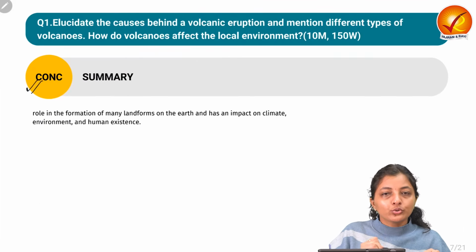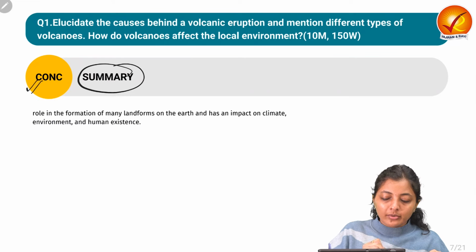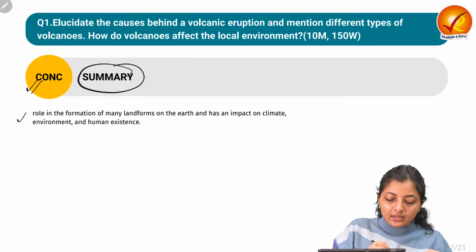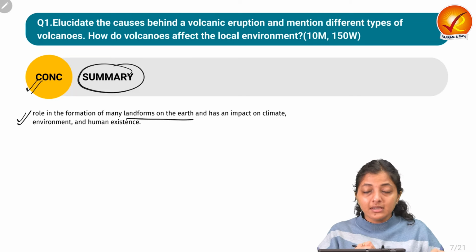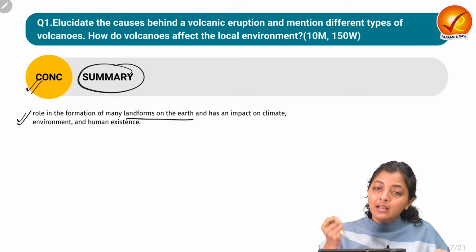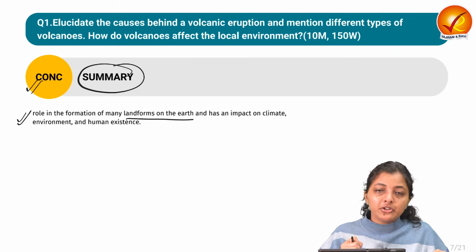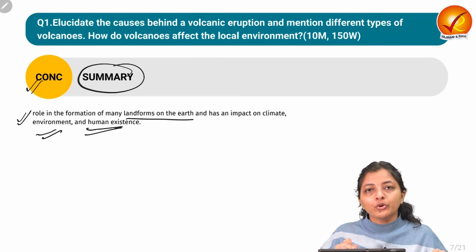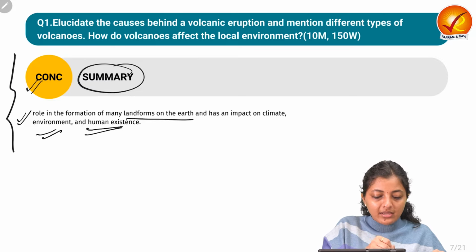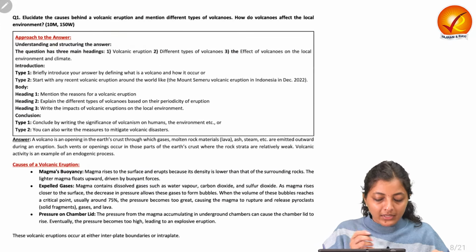Next comes the conclusion. In conclusion, you can give a summary of the role of volcanoes in the formation of many landforms. You can also talk about fertility, how it increases the fertility of that particular region, and also how it impacts the environment and human existence. So this way our first answer is completed.